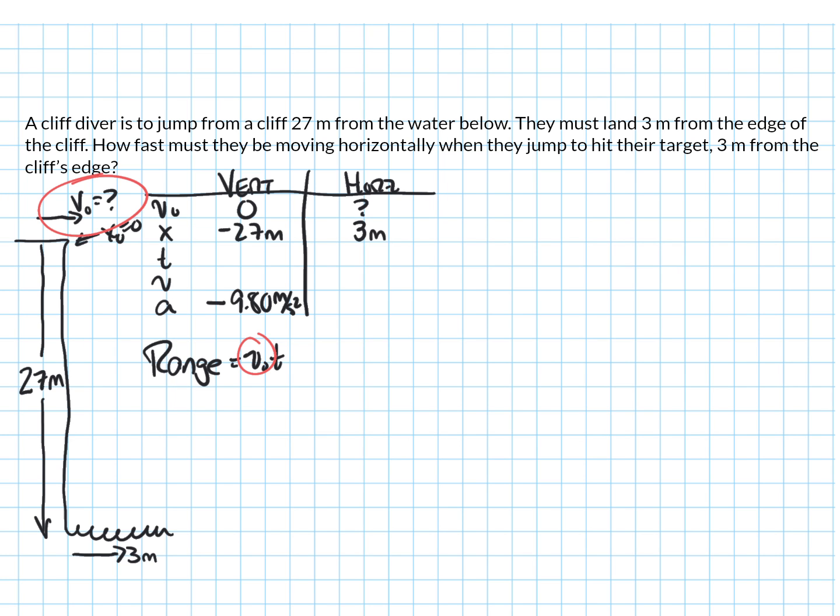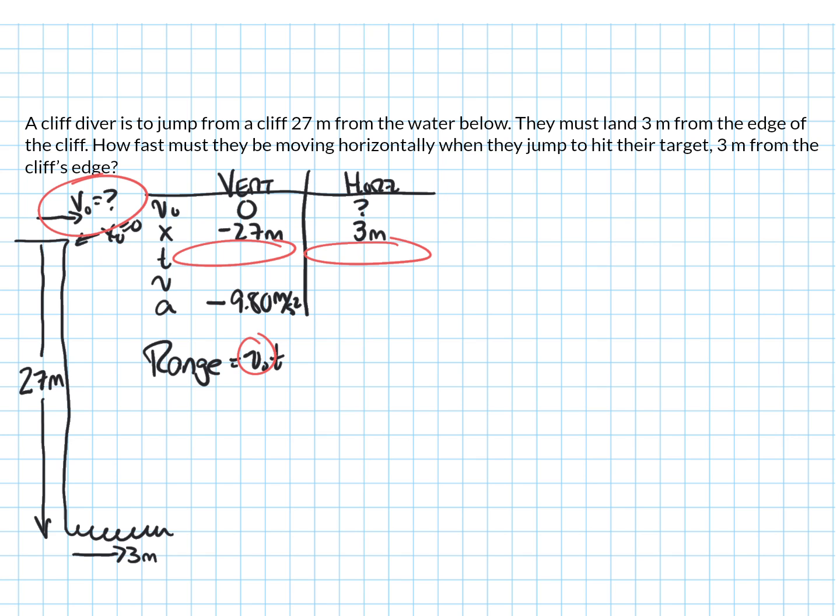So if I could just find that. To find that, I need to find the time in the air, because I know if I use my vertical givens, that time and this time are the same, and that's the time that I need. So that's my task. Find the time in the air using the vertical givens.